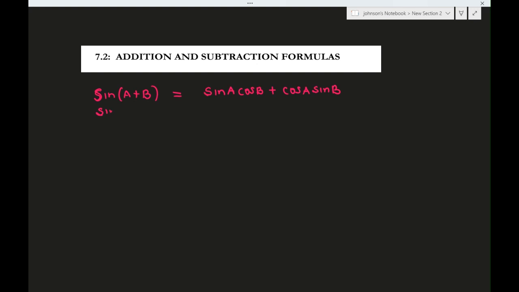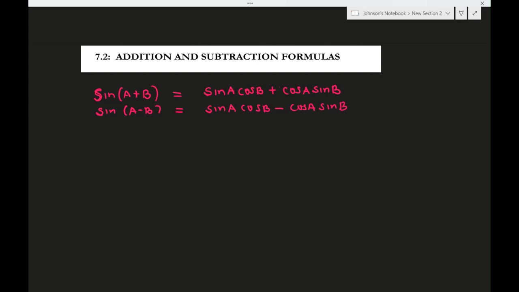Then if you have subtraction, so if you have sine A minus B, it's just sine A cosine B, then minus cosine A sine B. So you notice that if you have addition here, it's still addition here, but the sine and cosine will interchange.